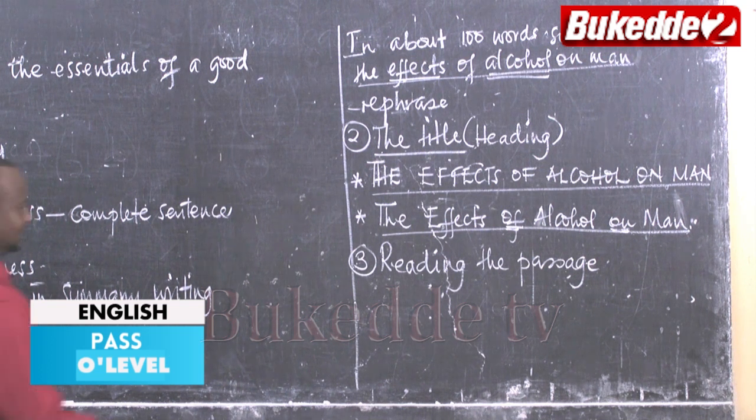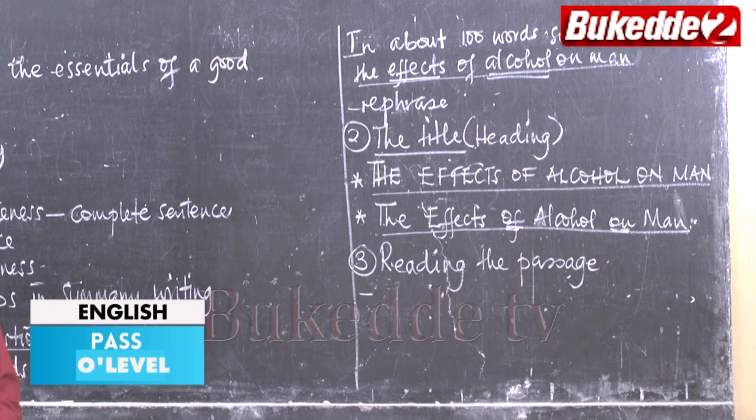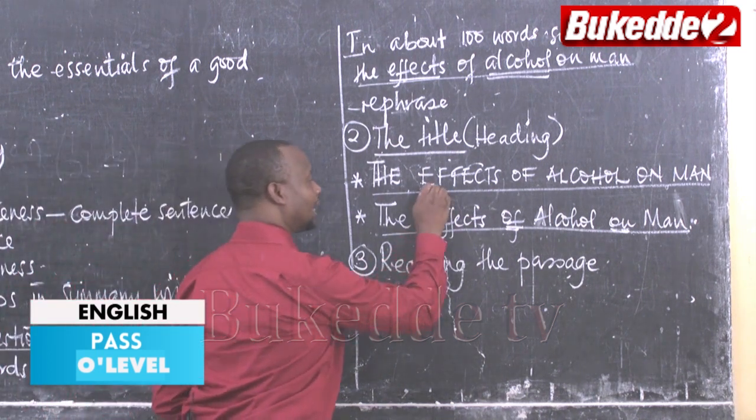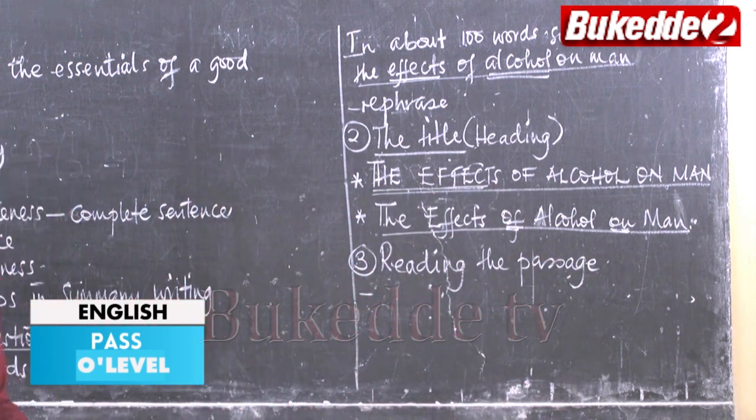How would you read the passage? You have read the question, so read the passage with the question at the back of your mind. As you go through this passage, you are definitely going to look for the effects of alcohol. If there is anything beyond that, it becomes irrelevant. It's a non-issue. It is something that is not called for. You leave it out.